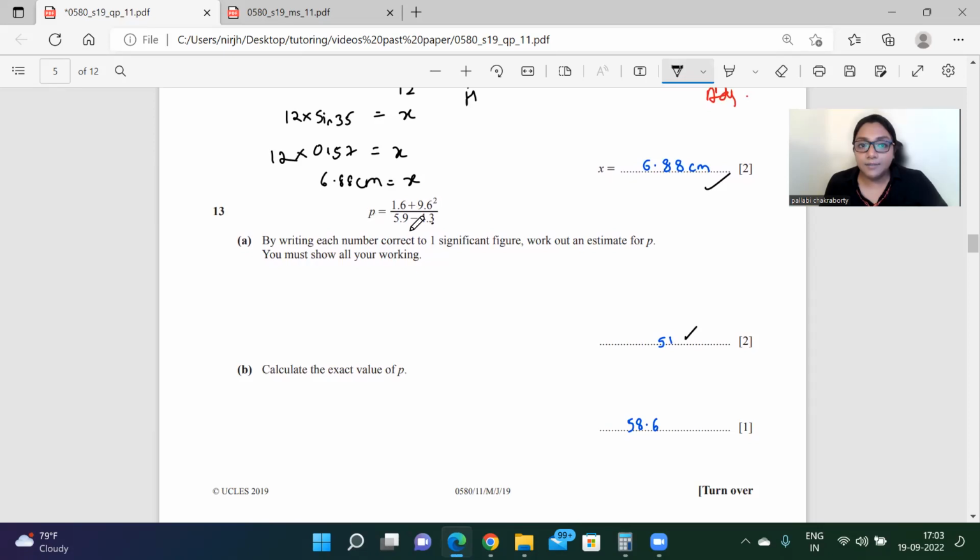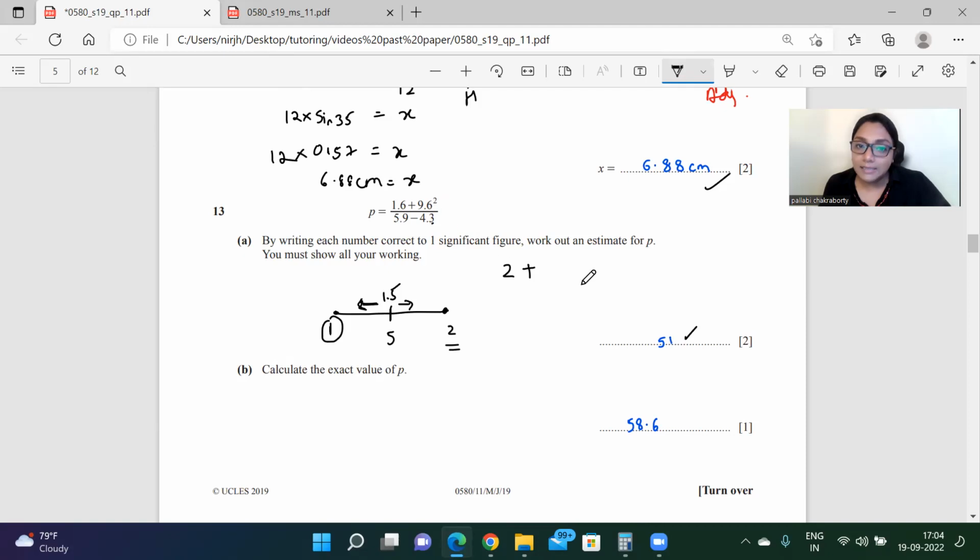So you have P, which is given to you. By writing each number correct to one significant figure, you have to estimate. So this is estimation. So how do you do that? Now look at this, 1.6. So 1.6 will become what? Will it remain 1 or will it become 2? See, how to understand that? You have 1 and you have 2. If over here is 1.5, then any number lower than 1.5 will be rounded off to 1. If you take a number greater than that, or 1.5 also, it will be rounded off to the next number, which is 2. So 1.6 is definitely a 2.